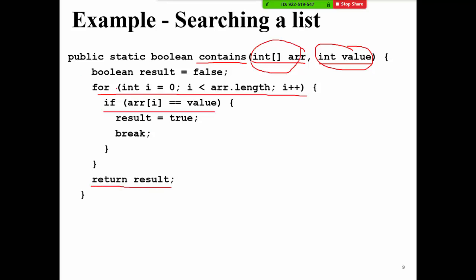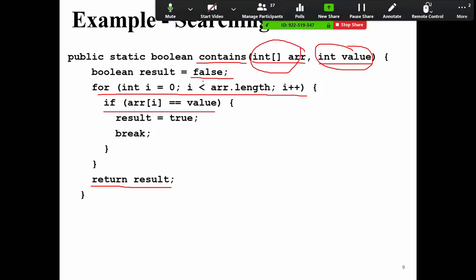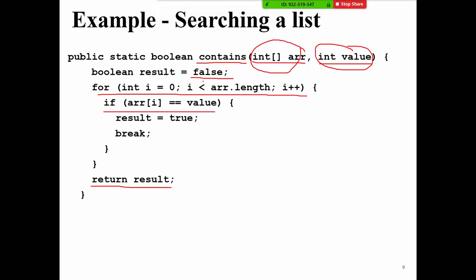If we run through all the elements of the array and none of these elements is equal to value, then we're going to return result. What is the initial value for result? It is equal to false. So this is a very simple search algorithm that receives an input array. Imagine now you have an input array with 5 elements. This algorithm will run very fast.